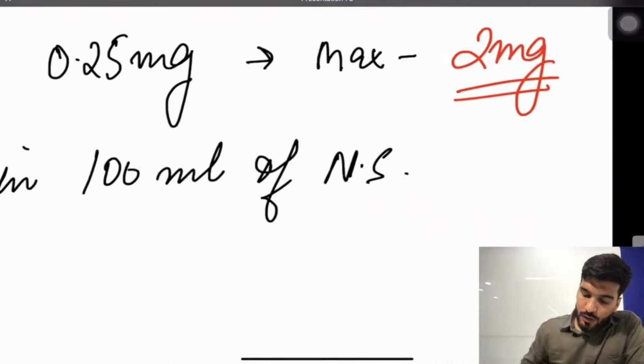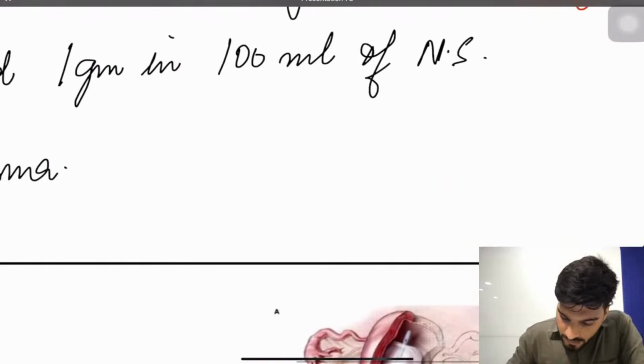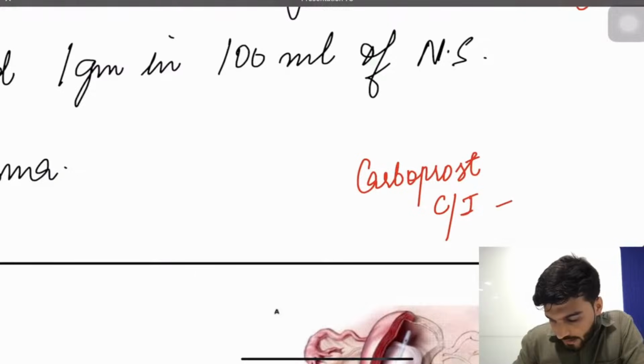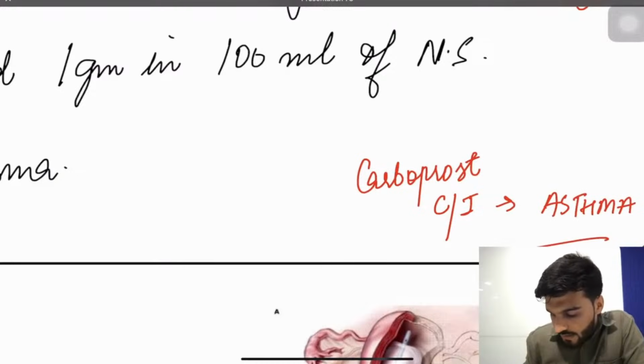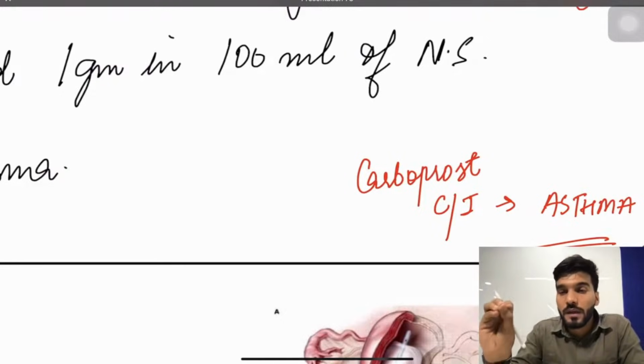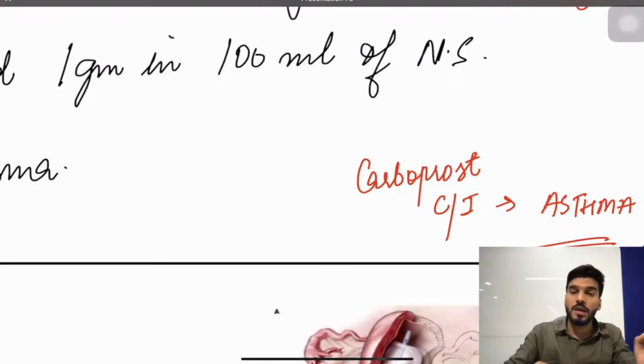The contraindication for carboprost, write down here: carboprost is contraindicated in asthma. And one more thing, carboprost is the drug of choice when the PPH is resistant to all routine drugs. What does that mean? If oxytocin and methyl ergometrine are not working, go with carboprost. That's why it's the most potent drug.